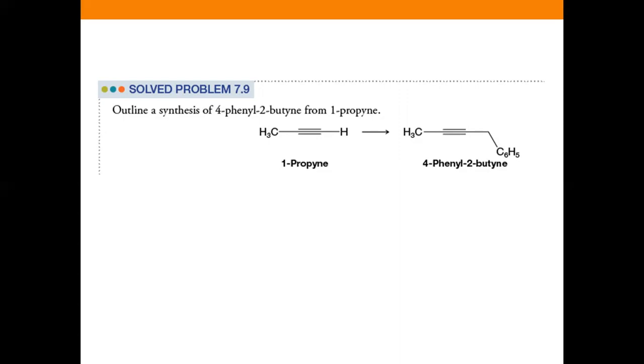Outline a synthesis of 4-phenyl-2-butene from 1-propyne. So this is our starting material. You will have to use it to make your 4-phenyl-2-butene. The first step is to write the structure of your product. You couldn't imagine what materials to use if you don't know the structure of the product. So first, write the structure of 4-phenyl-2-butene.